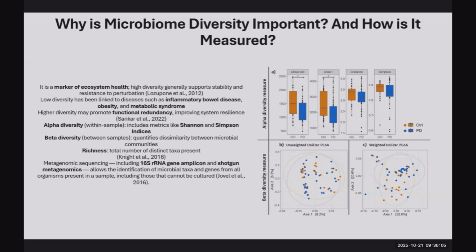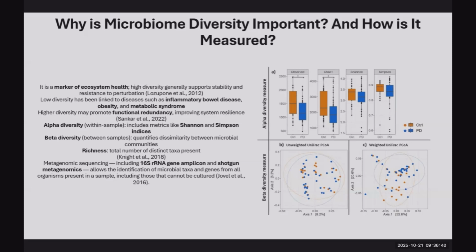Alpha diversity, that's within sample diversity, and it can be measured by metrics like Shannon and Simpson indices. You're going to learn how to calculate these things. So within the sample, how diverse the species are. And then beta diversity is between the samples. So it quantifies the dissimilarity between microbial communities in this case. And richness is the total number of distinct taxa present in your sample.